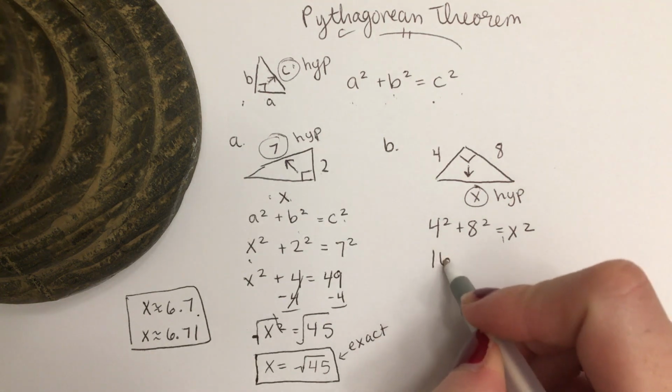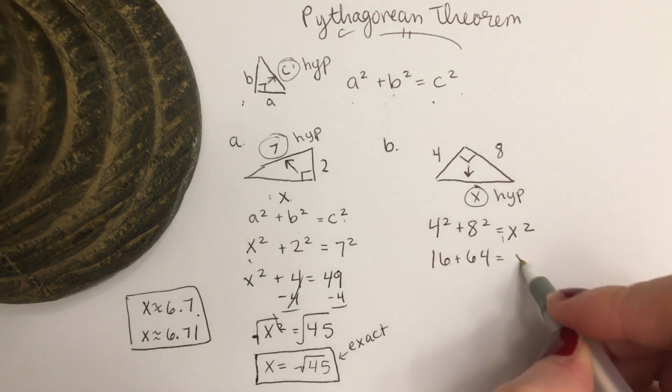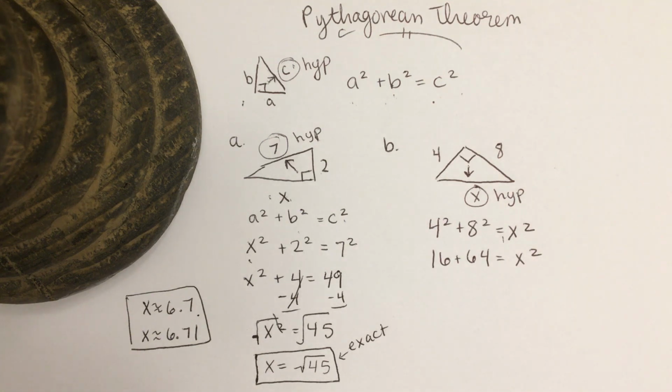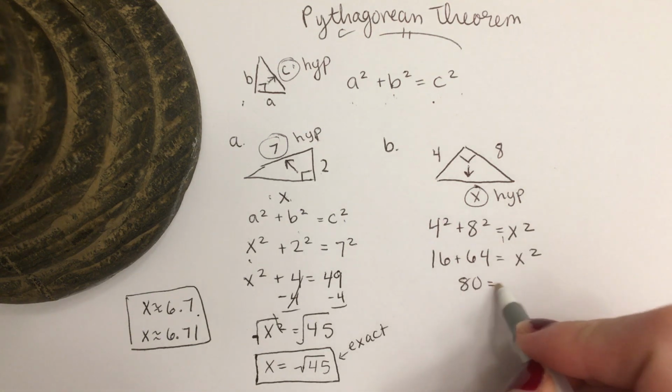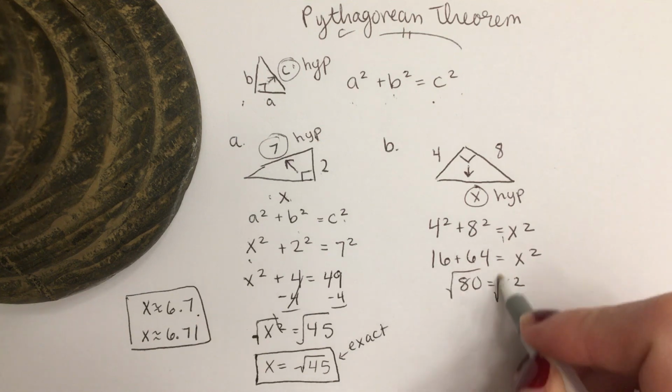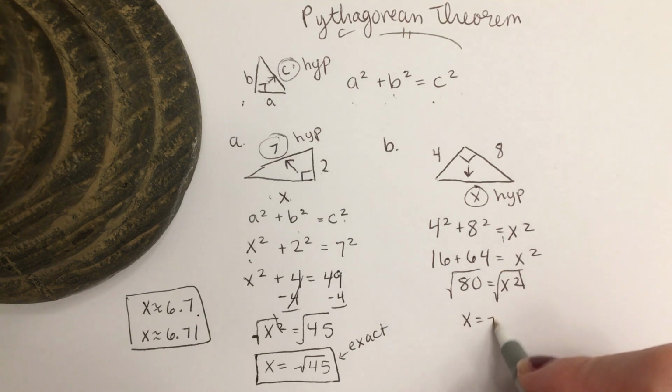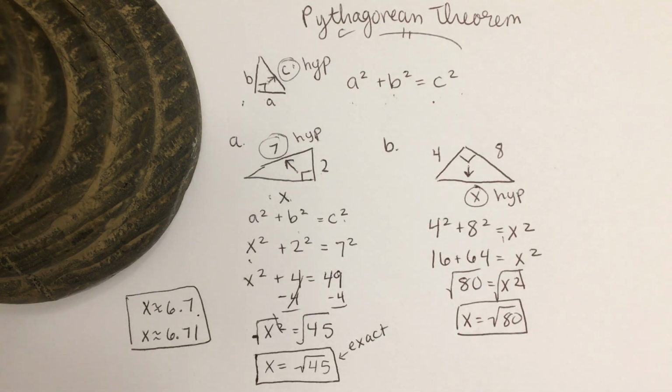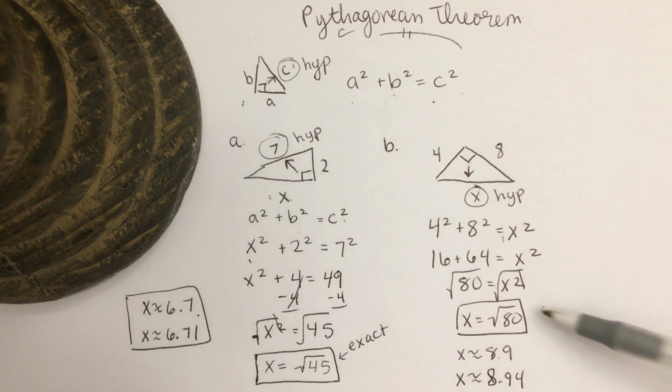So 4 squared is 16. 8 squared is 64. 16 plus 64 gives me 80. Take the square root of both sides. Again, the exact answer is just the square root of 80. However, if I were to ask you to round it, it's probably a good idea to try typing it into your calculator. When you take the square root of 80, if you round it to the nearest tenth, you get 8.9, and if you round it to the nearest hundredth, you get 8.94. So again, exact value, rounded to the nearest tenth, rounded to the nearest hundredth.